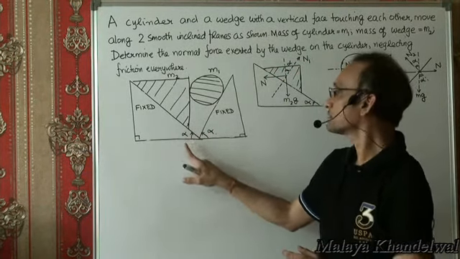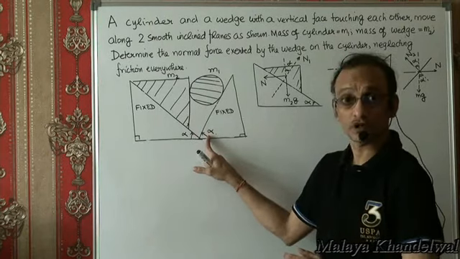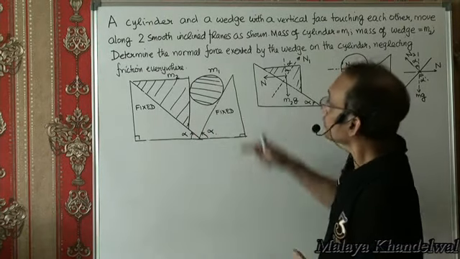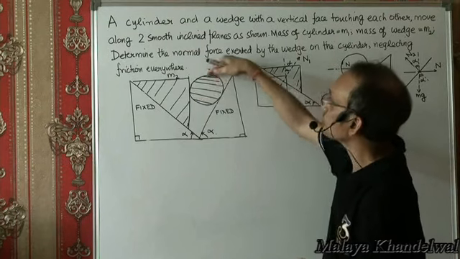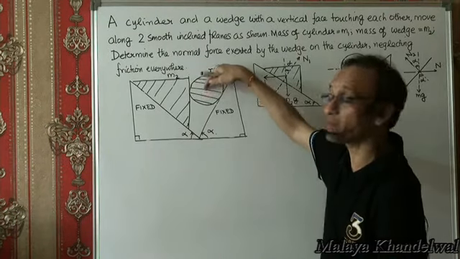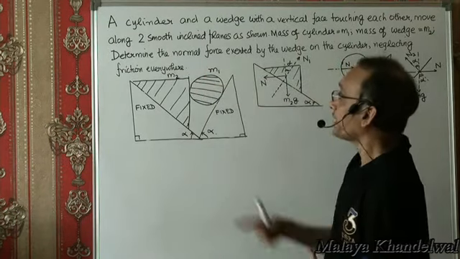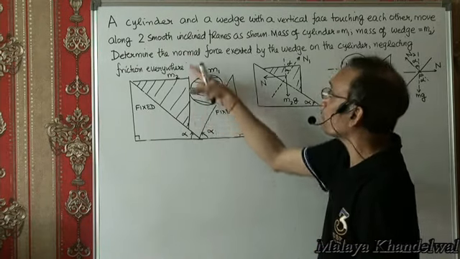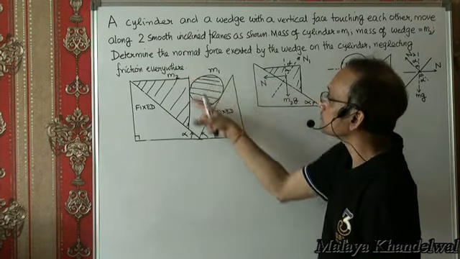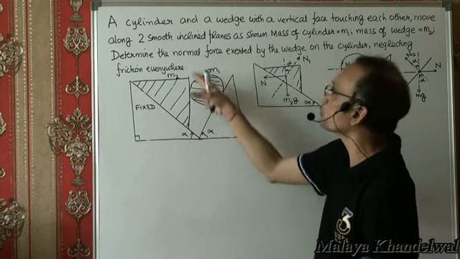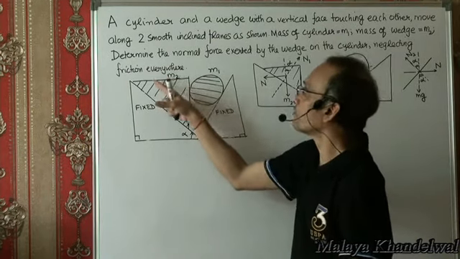and this problem is about these two fixed inclined planes making an angle alpha each with the horizontal. There is a cylinder of mass m1, and it is touching a wedge vertically. This is a wedge whose this surface is vertical and of mass m2.